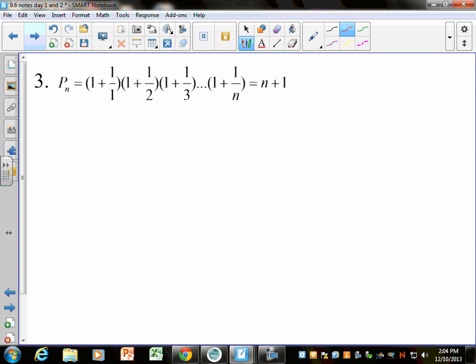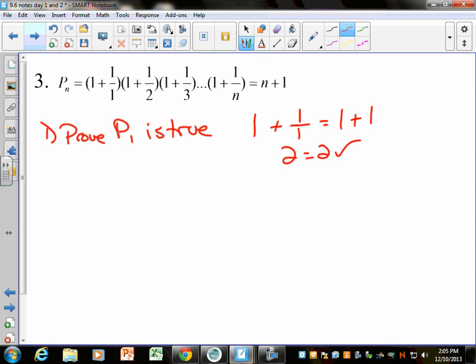Every time they're going to give you a pattern, they're going to give you the first few terms, the formula for the nth term, and the formula for the sum. And then every time you're going to do the same thing. Step 1, and I really number it, but you don't have to, but you do need to say you're going to prove that P sub 1 is true. You're just going to plug 1 into that formula and show that it is true. So I'm going to say that 1 plus 1 over 1 equals 1 plus 1. 2 equals 2. Hooray, I got some points on my test.